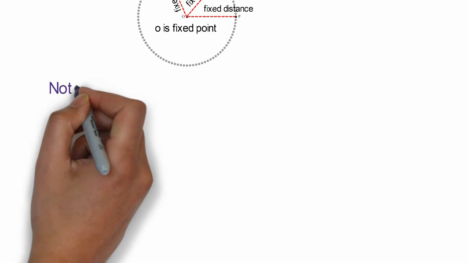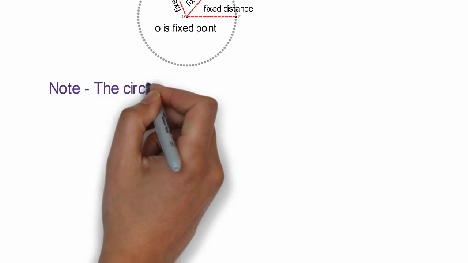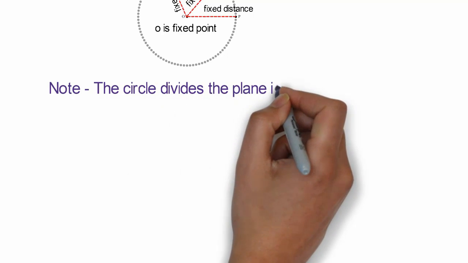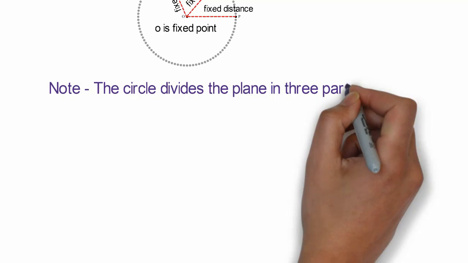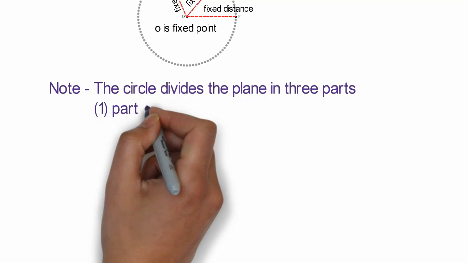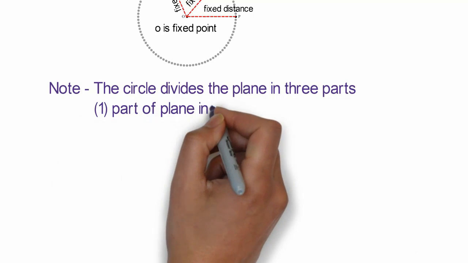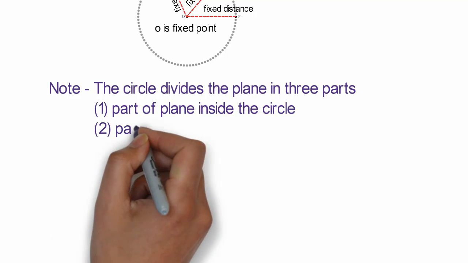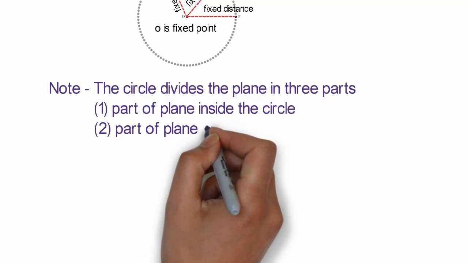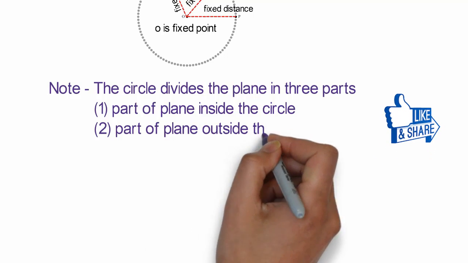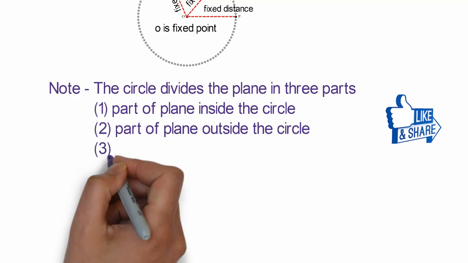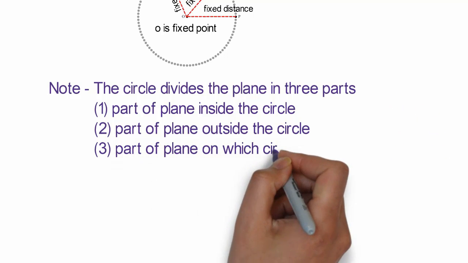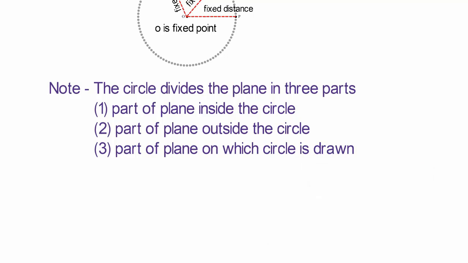Note, the circle divides the plane into three parts. Number first, the part of the plane inside the circle. Second, the part of the plane outside the circle. And number third, the part of the plane on which the circle is drawn. So these are the three parts.